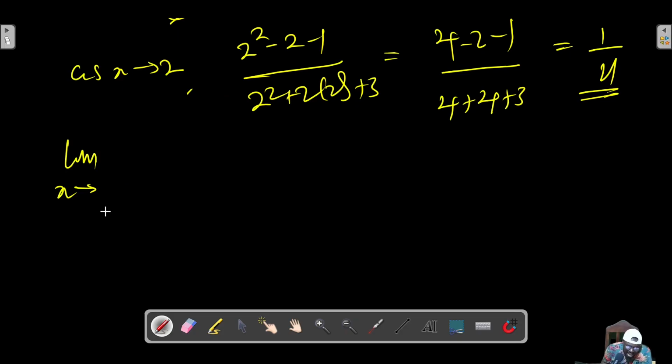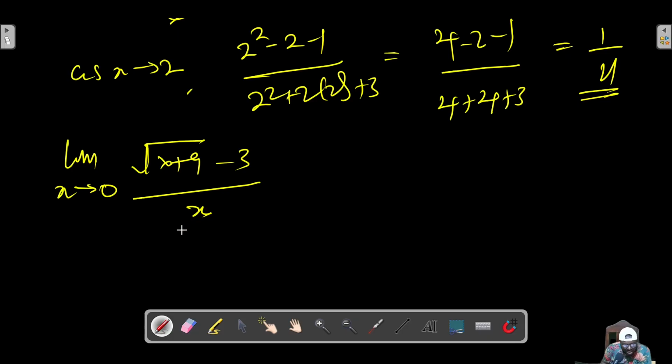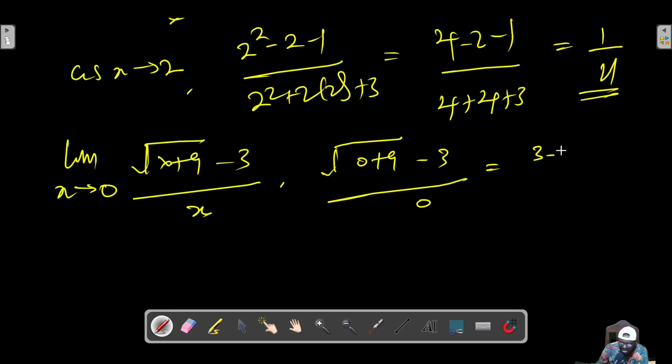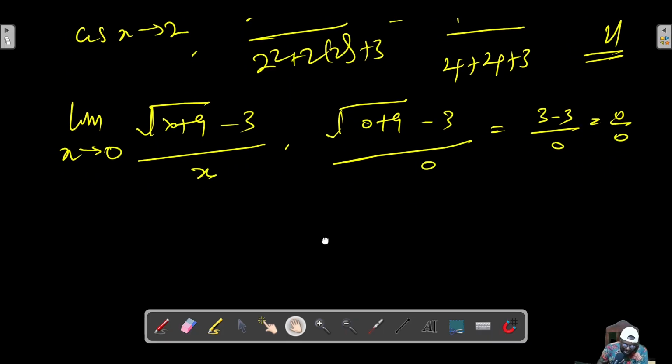The limit as x is approaching 0 of root of x plus 9 minus 3 divided by x. Now, you realize this has a radical in here. So what do we then do? But first, let's check if it's an indeterminate. So, you do the direct substitution. Root of 0 plus 9 minus 3 divided by 0. Yes, the first term is 3. 3 minus 3 is 0. The 0 over 0. So, this is clearly an indeterminate.